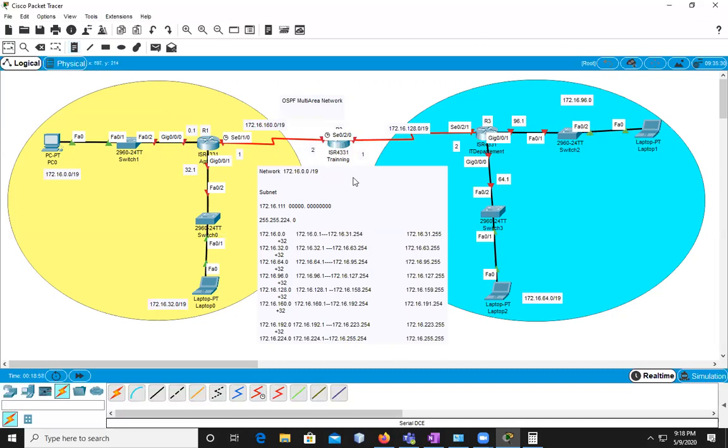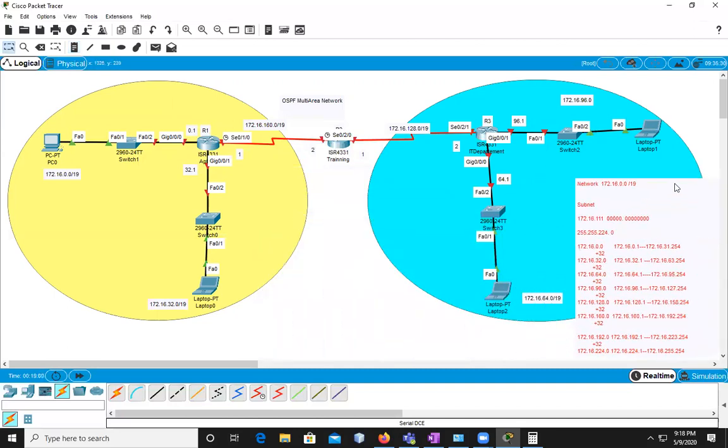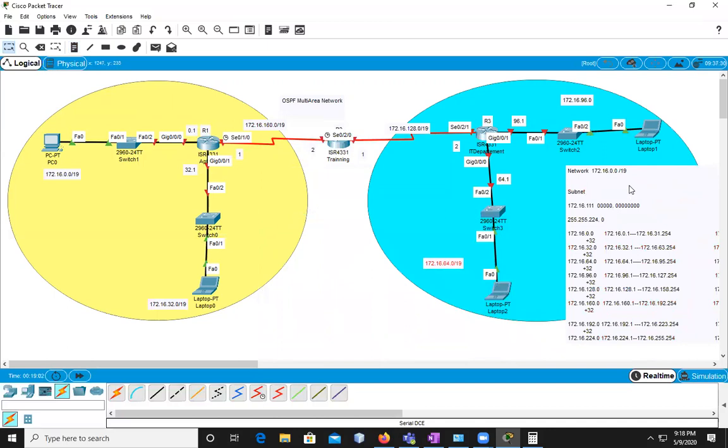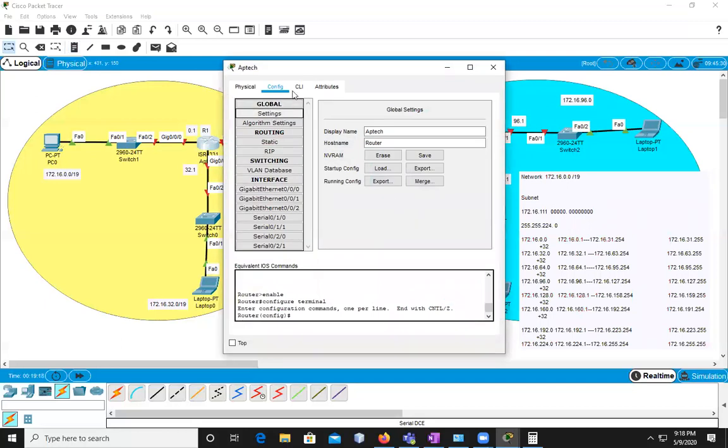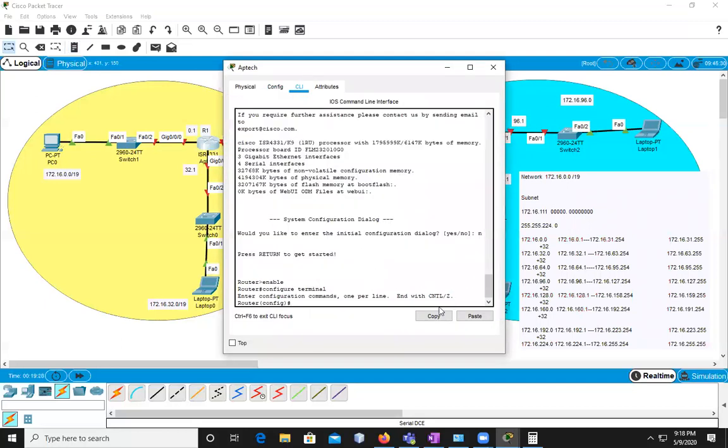Okay. I am going to push it here so that we can clearly see the network. Now the configuration in the logical way is done, segmentation is done, areas are made. Now practically how can we do it? The first step is always to configure the routers in the CLI mode.